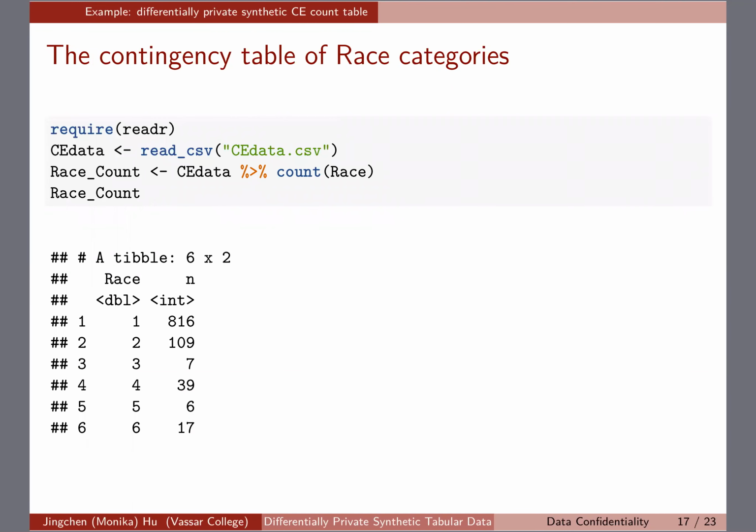Okay, so this is the count that we are trying to model. Okay, so majority is in category 1 and 2. And then the other ones will have much fewer observations, the counts. Okay, so this is the true count. And we're trying to model this and then use the model to generate differentially private synthetic counts.